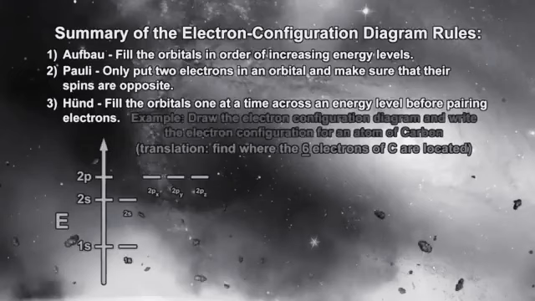Following our 3 simple rules, we place all 6 electrons into our diagram as shown. Start at the bottom, working our way up, 2 electrons per orbital with opposite spin, and fill the orbitals one at a time across an energy level before pairing electrons.